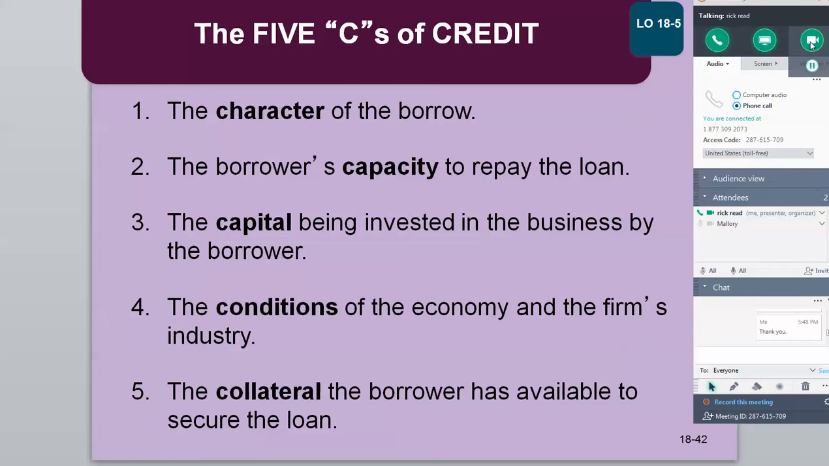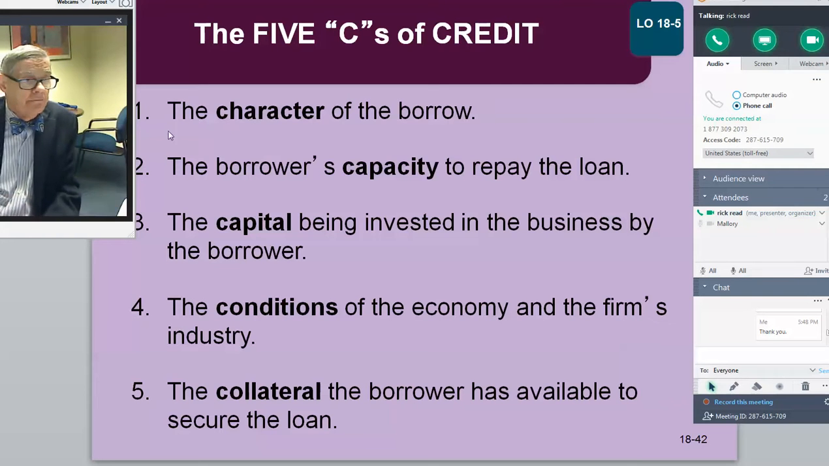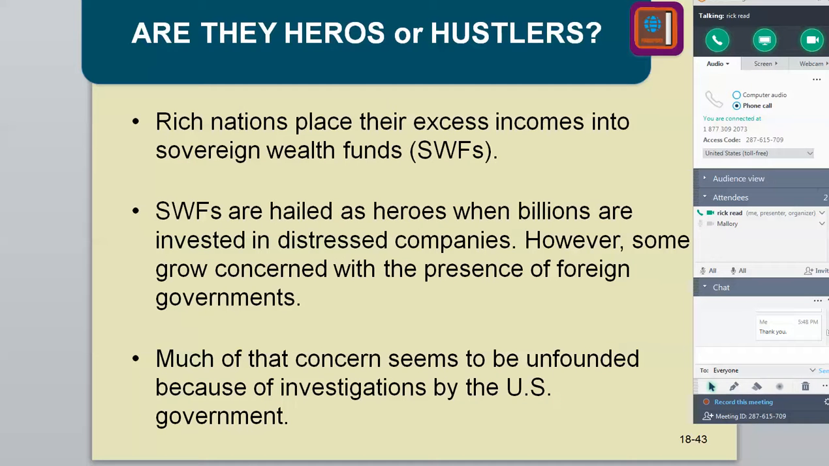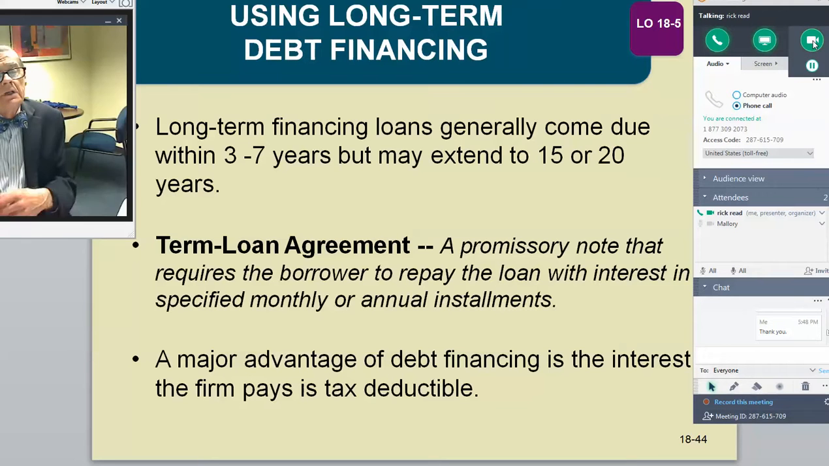These are the 5 C's of credit. We're looking for character, capacity to repay, capital being invested, conditions of the economy, how well the economy is doing, and then any collateral that can be put up. I'm not going to talk about that particular slide. Again, they used 3 to 7 here instead of 3 to 5. I prefer 3 to 5, and that's what I'm familiar with, but I wouldn't quibble over this.